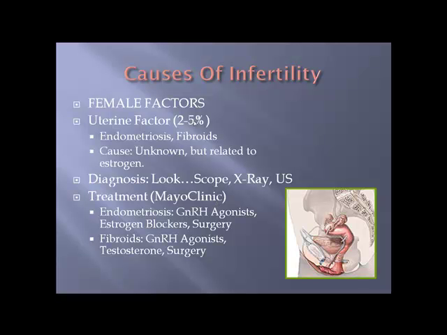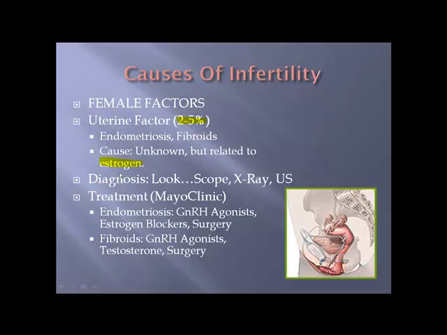Female factors, uterine: we're looking primarily at endometriosis and uterine fibroids here, and this is a smaller percentage, 2 to 5%, and they don't know exactly what caused this, but this is more related to high estrogen. So why does the body have high estrogen? This is a structural problem. This is a medical problem, and many times, the most conservative surgery possible is probably appropriate.